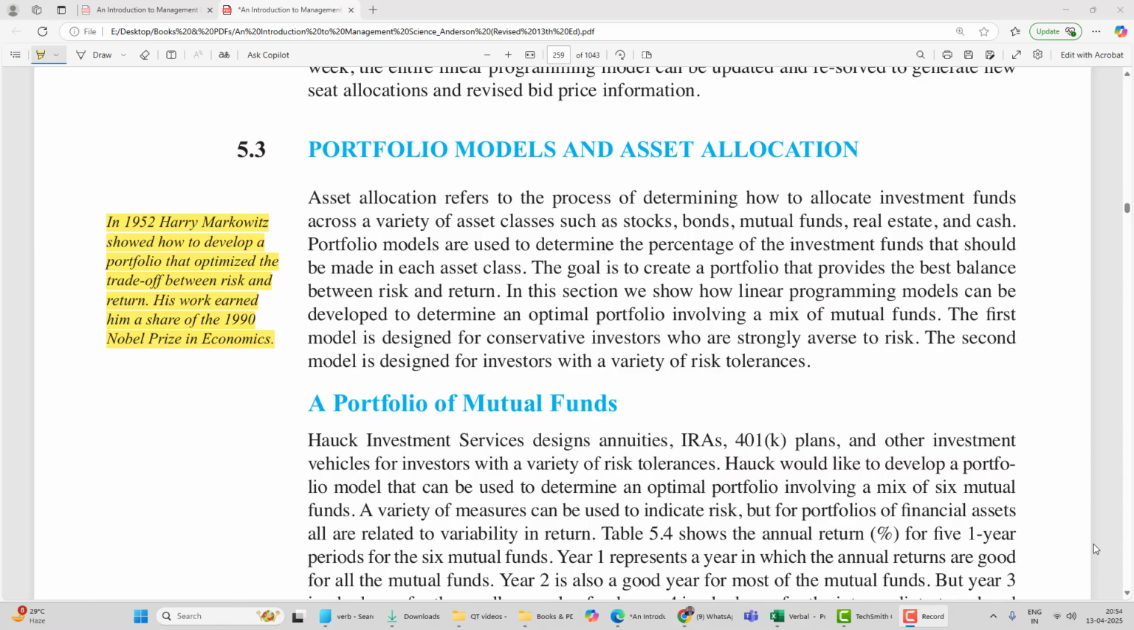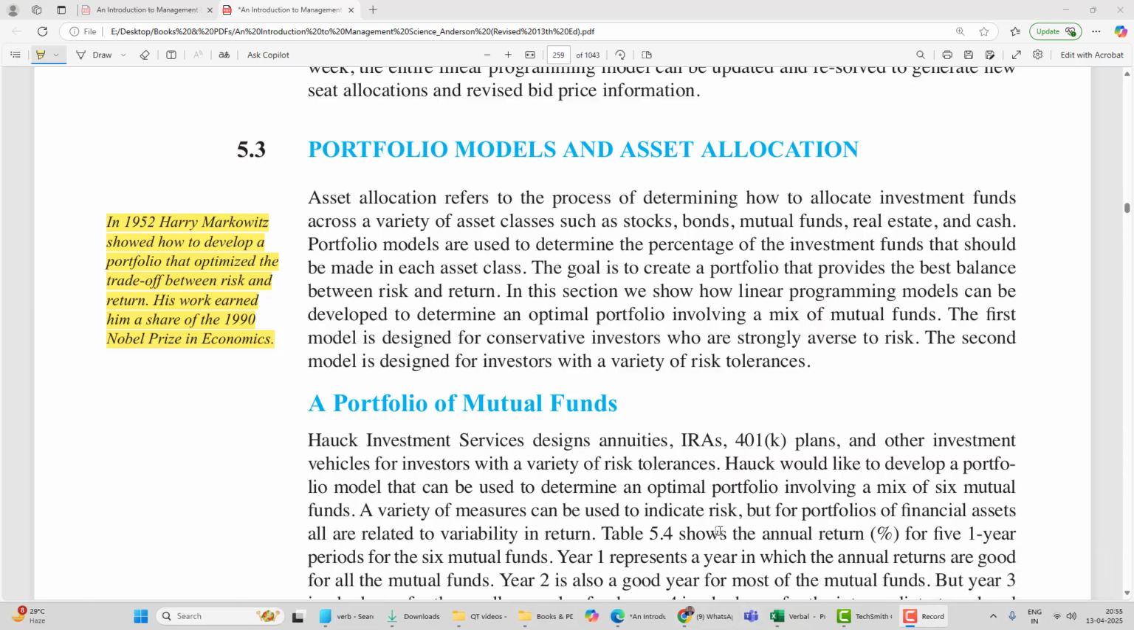Hello students. In this video, we will look into an interesting application of LPP in the finance domain, which is portfolio models and asset allocation. In 1952, Markowitz showed how to develop a portfolio that optimized the trade-off between risk and return. His work earned him a share of the 1990 Nobel Prize in Economics, and his famous paper is also available. You can just Google it on Google Scholar, and you will get hands on his paper.